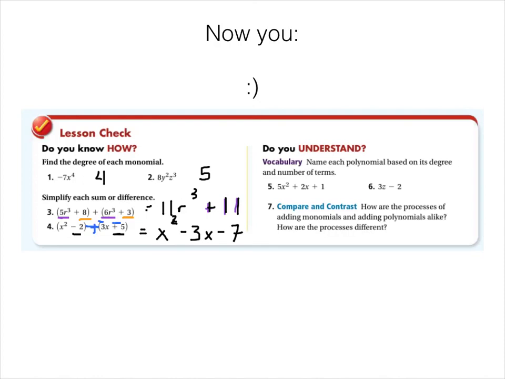All right, name each polynomial based on its degree and number of terms. We have squared, so that's quadratic. And how many terms? I heard someone say it, 3. Quadratic trinomial. What about this one? First degree, linear. How many terms? 2. Binomial. Almost out of space.